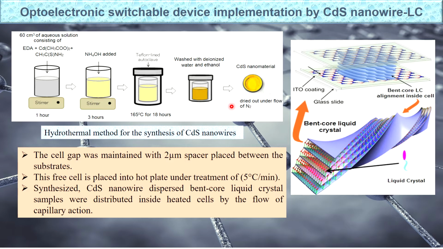Bent core liquid crystal was then fabricated and the synthesized CdS nanowire was dispersed into the liquid crystal to form a nanohybrid composite. The ITO liquid crystal cell fabrication is also shown here in this figure. The two glass substrates with ITO coating are taken and separated with a spacer of 2 micrometer to provide a gap between the electrodes. And this empty cell is then placed on a hot plate at a heating rate of 5 degrees centigrade per minute. The synthesized CdS nanowire dispersed bent core liquid crystal samples are introduced into this heated cell by capillary action.